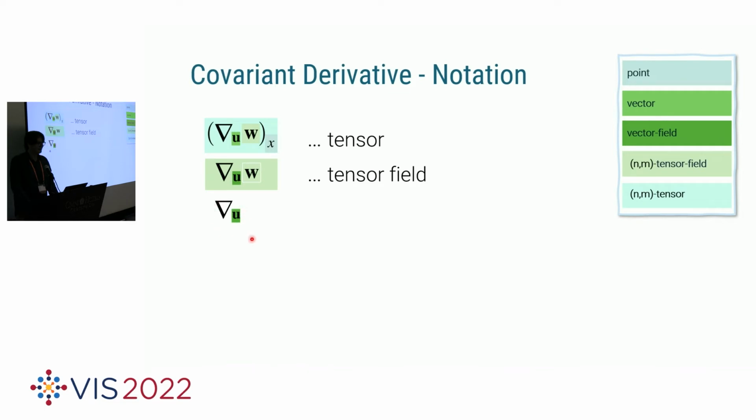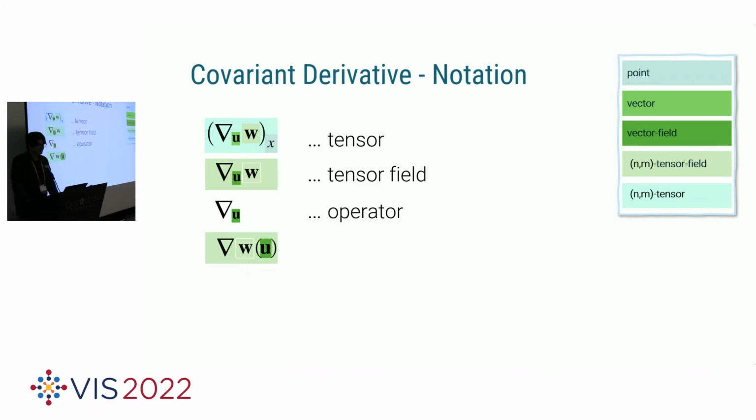And this is not a tensor. This is really just like an operator. So it doesn't follow the definition of a tensor, but I can conveniently use it in the obvious way, that, well, it's kind of missing the field. So when I plug in the field, then it is again a tensor field. So it gives me the derivative of this tensor field.